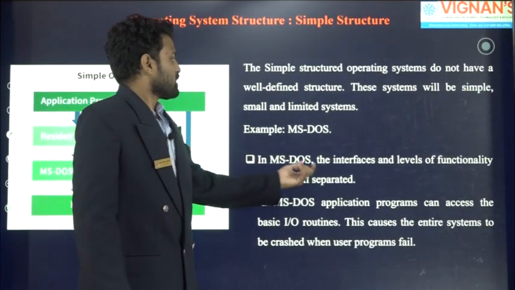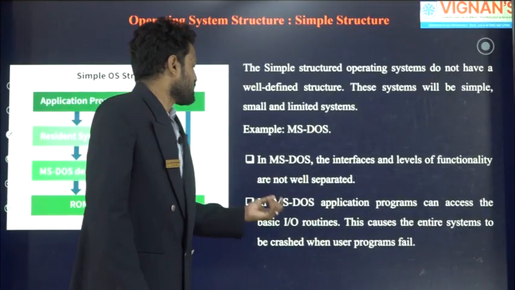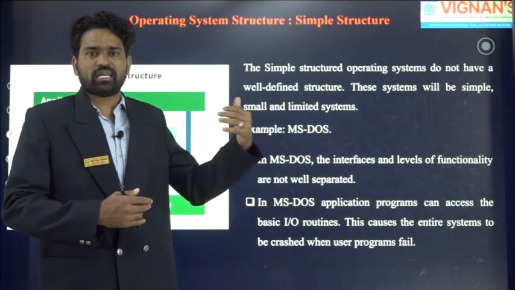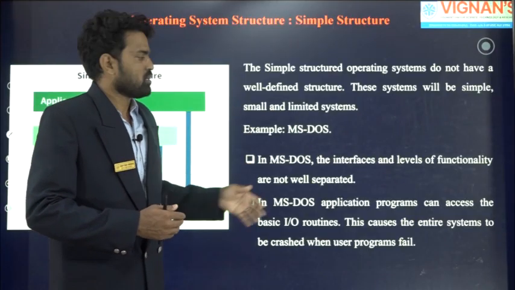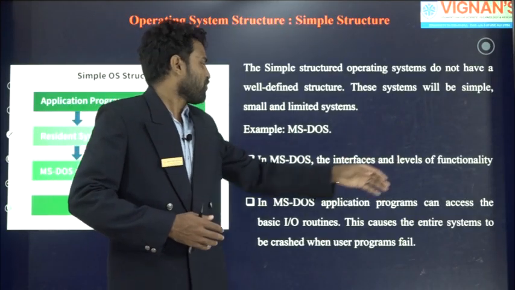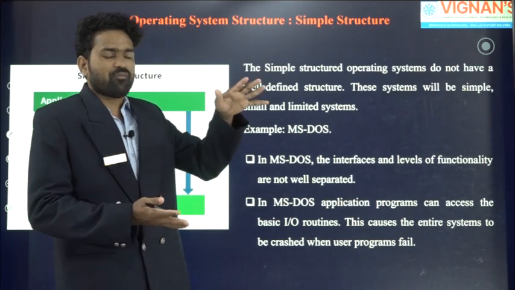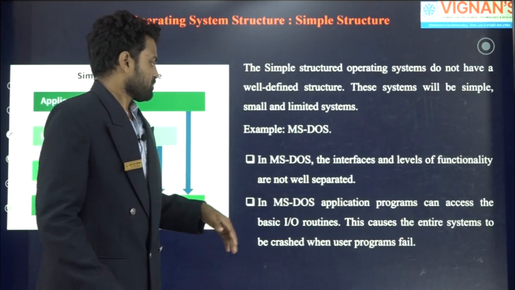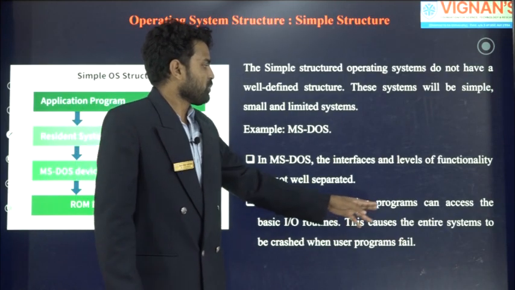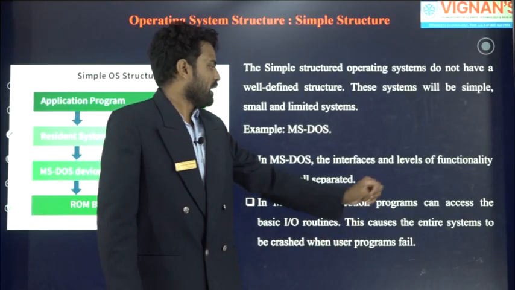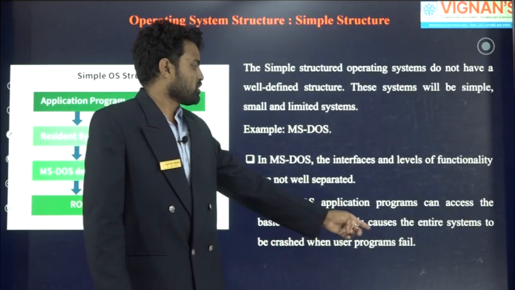In MS-DOS, the interface and levels of functionality are not well separated. This is the basic structure; in the starting stage, they developed this structure. The levels of functionality and data are not separated, so all files will be in a single folder. In MS-DOS, application programs can access the basic I/O routines. This causes the entire system to crash when a user program fails.